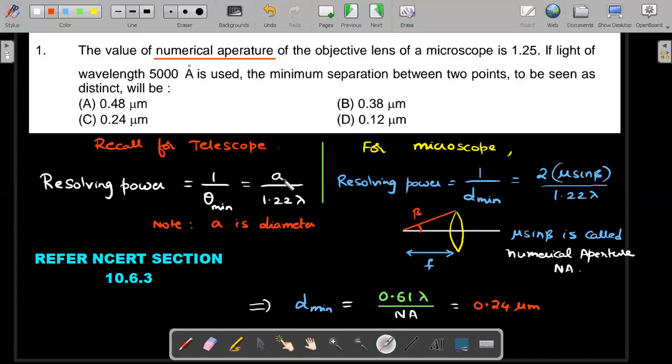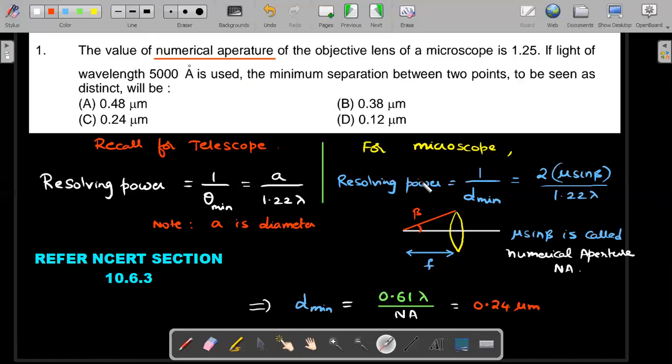Using the description of Fraunhofer diffraction for a circular aperture, you get A divided by 1.22 lambda. I will illustrate the same thing in video number 2 also. So A divided by 1.22 lambda, where A is the diameter of the aperture. If you refer to NCERT section 10.6.3, the resolving powers of both telescope and microscope will be very clear. But be careful, in NCERT they use 2a here because a in NCERT is considered to be the radius. So the answer is the same, but you should be very careful about the parameters.